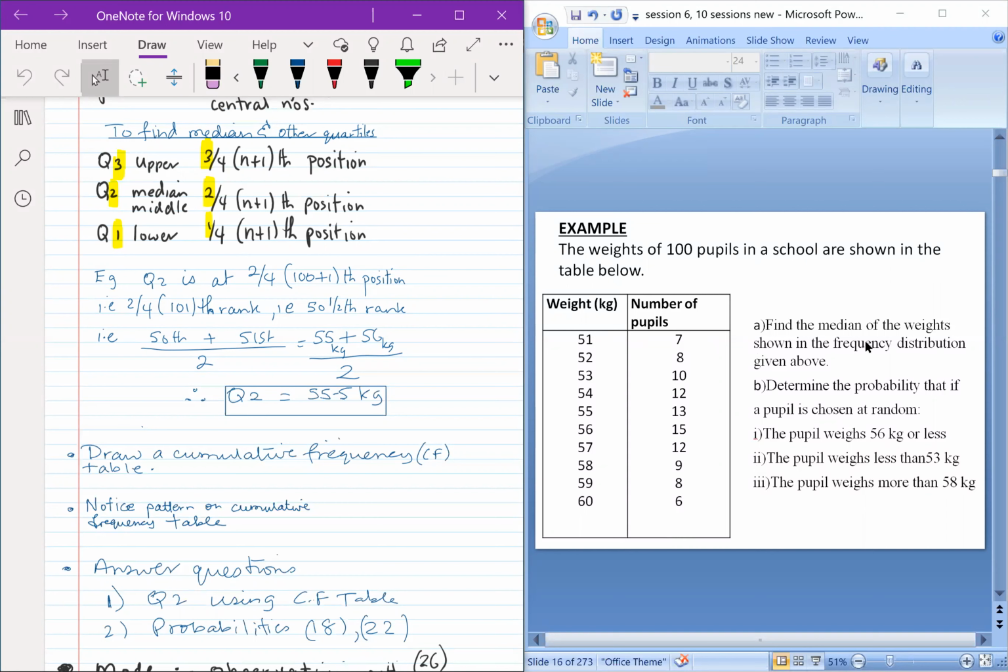They want us to find the median of the weights shown in the frequency distribution, which means find Q2, and then determine some probabilities. So we will do this question because it reminds us of a few things that we had studied before, and it gives us a good base to work from. It's a very good question like that.